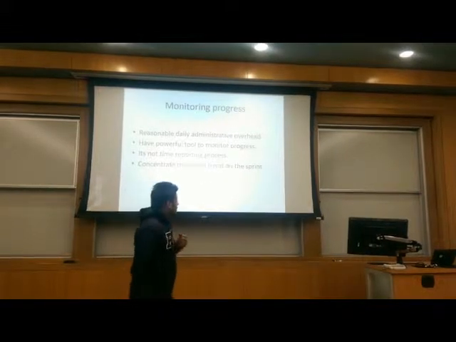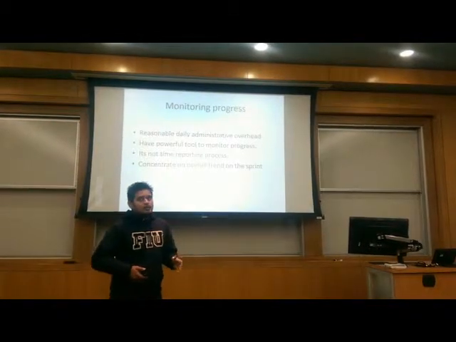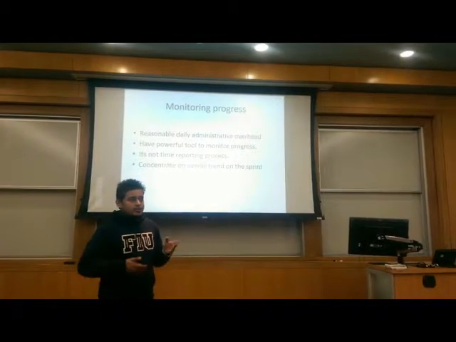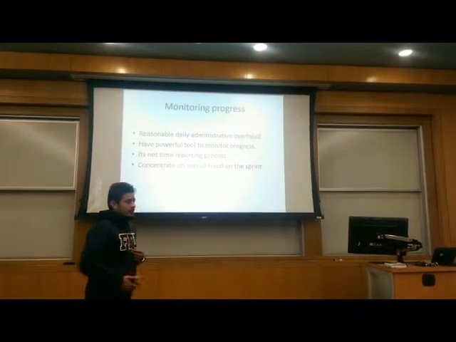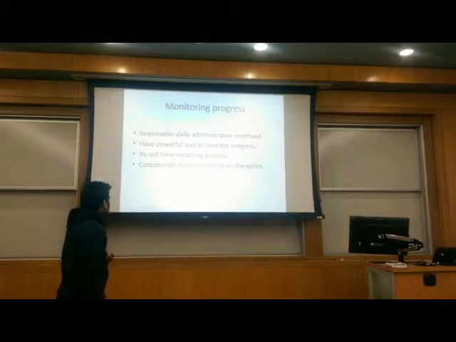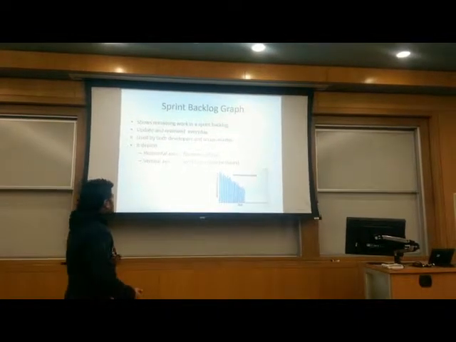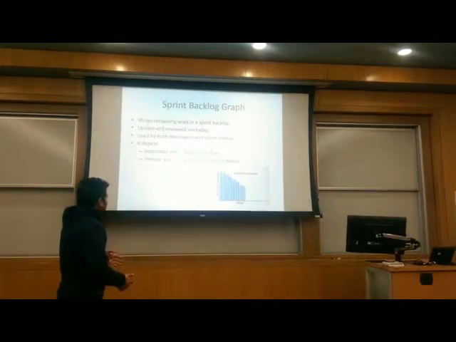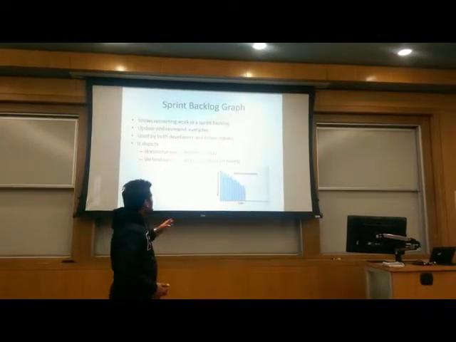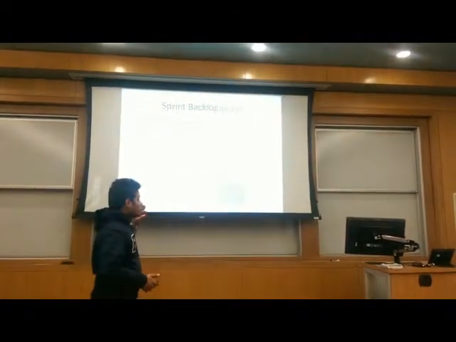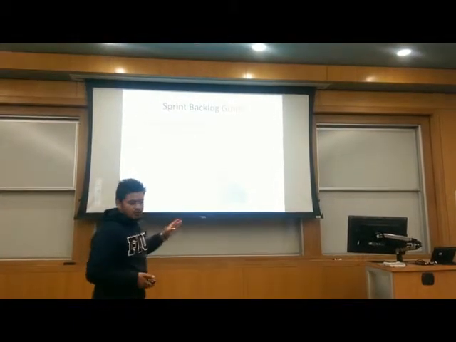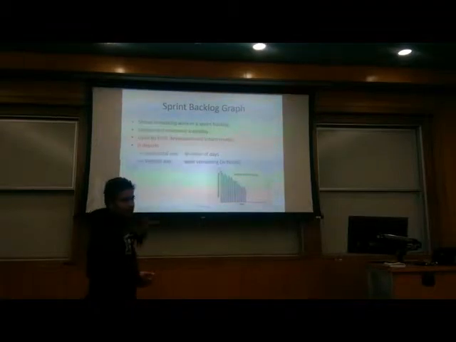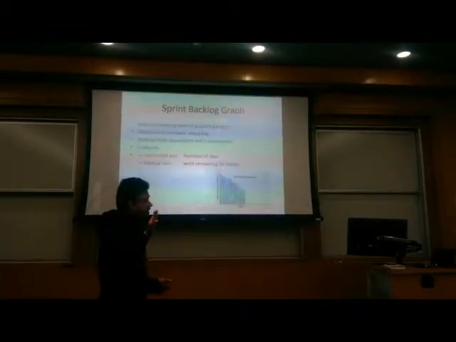We concentrate on the trend of the sprint, like how the sprint is going, what is the pace at which the sprint is moving day after day. For this, we have a graph called the sprint backlog graph. In this graph, we find out the remaining work in terms of hours, so what work is left after every day.